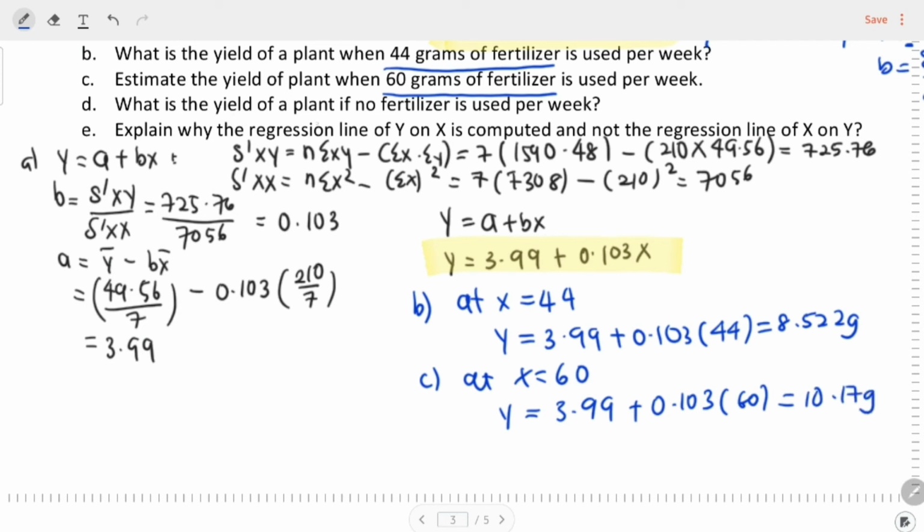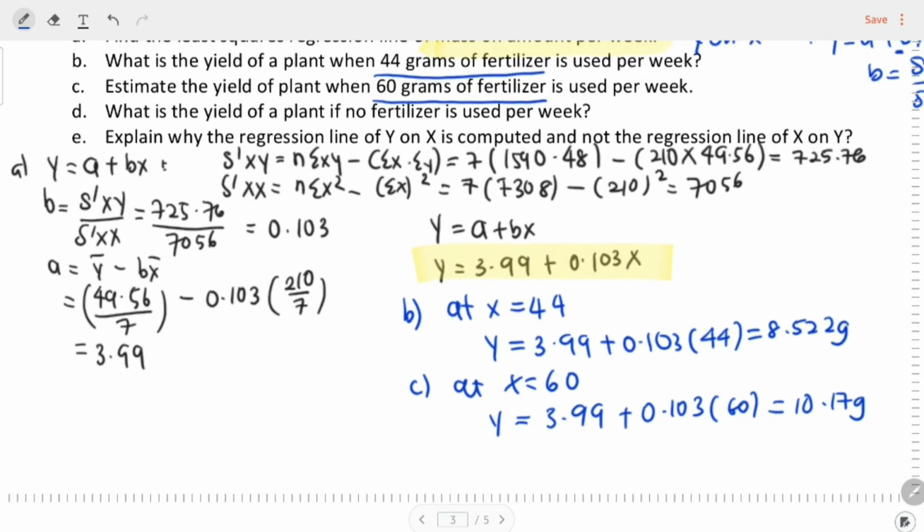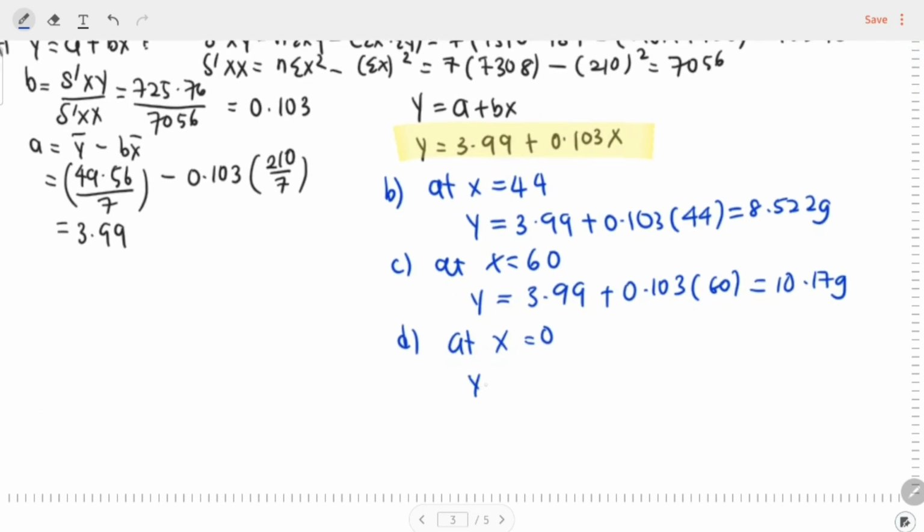Okay, so D, what is the yield of plant if no fertilizers is used per week? If no fertilizers are used per week, that means you're at x equals 0. So your y becomes 3.99 plus 0.1030 times 0, so equals 3.99 gram.